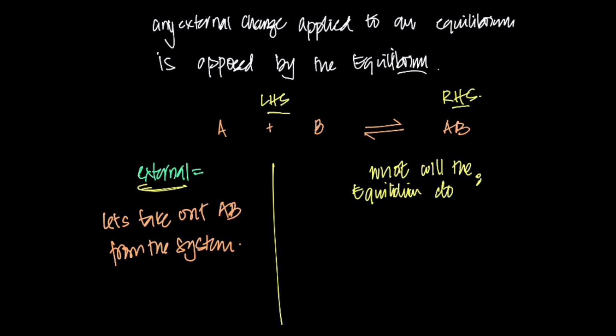At equilibrium, the equilibrium is already established. And let's take it out. All right? Let's remove it, or let's take out a lot of it. What that means, technically speaking, is I am decreasing AB. So if I'm decreasing AB, what will the equilibrium do in the steps that I've taught you?